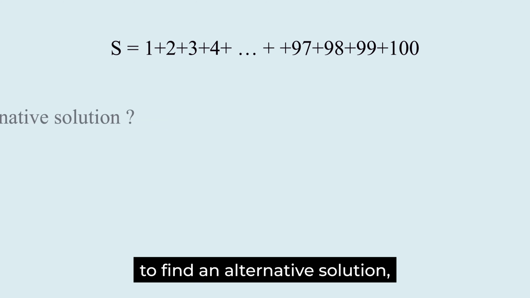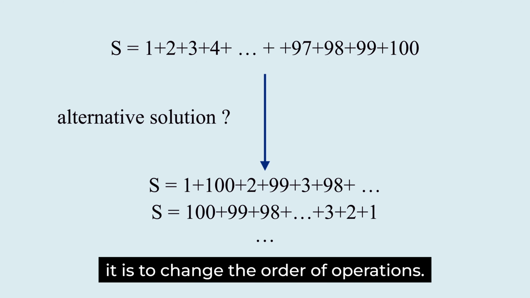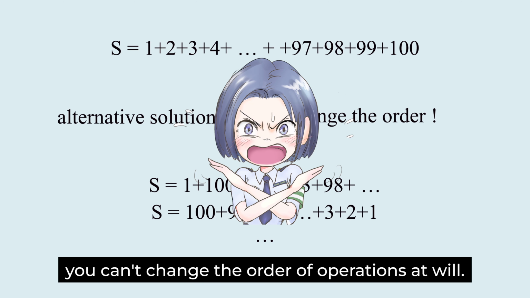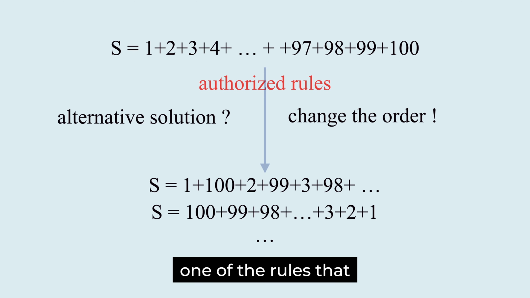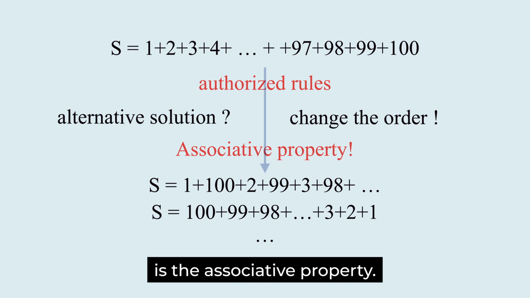To find an alternative solution, you have to change the expression itself. It is to change the order of operations. However, you can't change the order of operations at will. In math, you always have to follow the authorized rules. One of the rules that allows us to change the expression is the associative property.